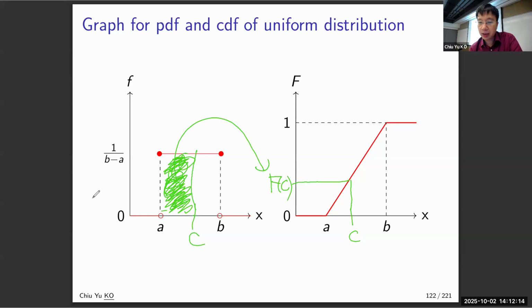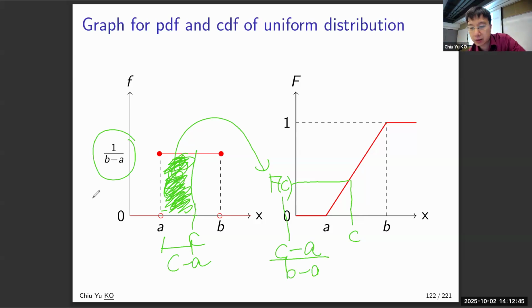Is that clear? So, how can you calculate the area of a rectangle? Base times height. You learned it in primary school. So, what's the base? Base is C minus A. What's the height? We have said already 1 over b minus a. So this height is C minus A over B minus A. And let's not call it C, call it generic x. x minus a over b minus a is what? Just a line. y equal to this. It's linear. You learned that in high school. So that's why it's linear.